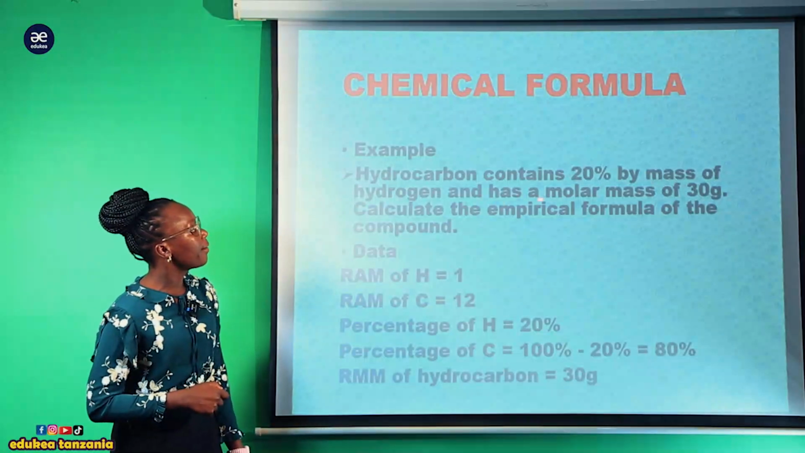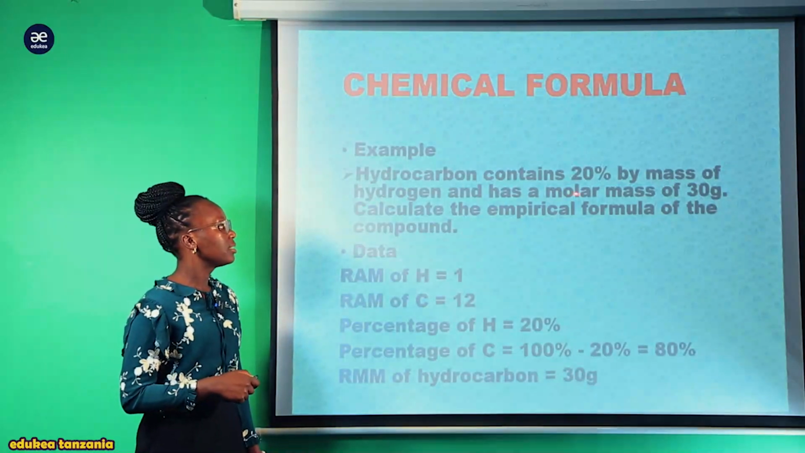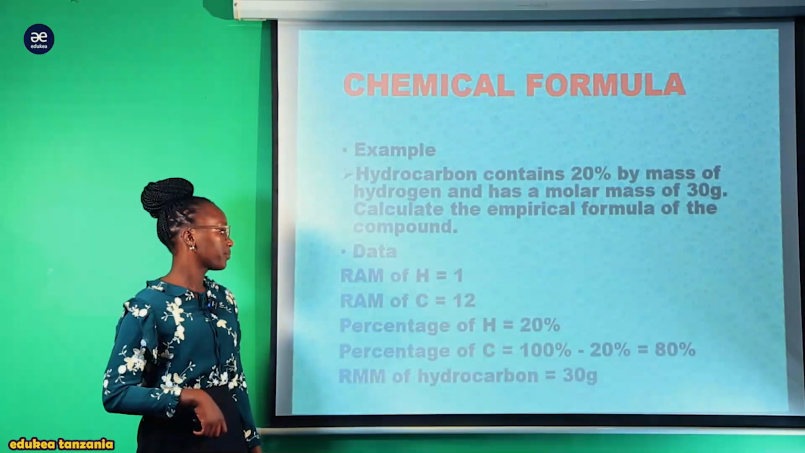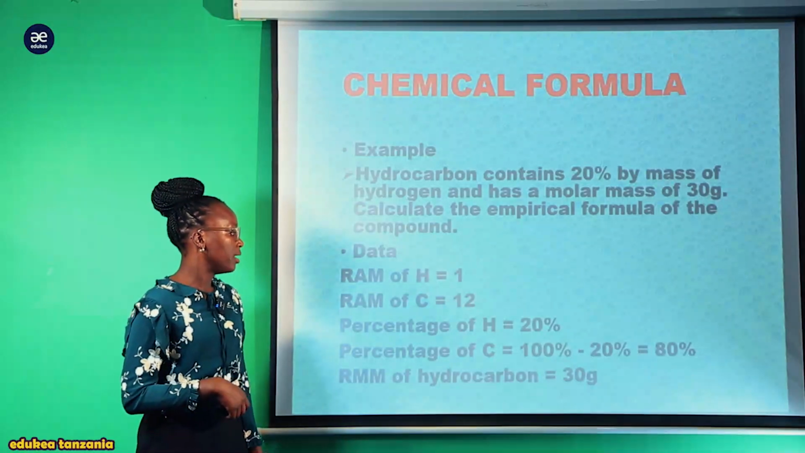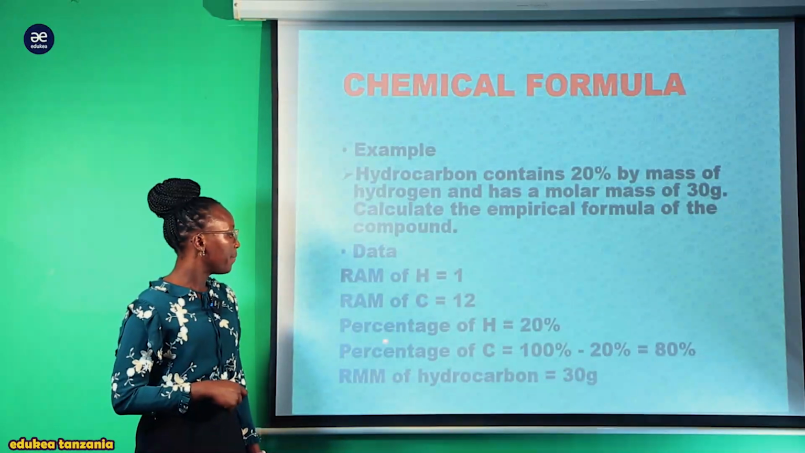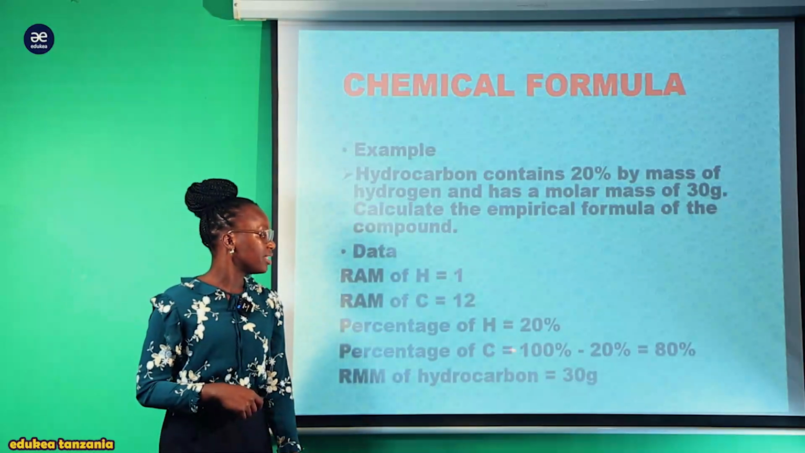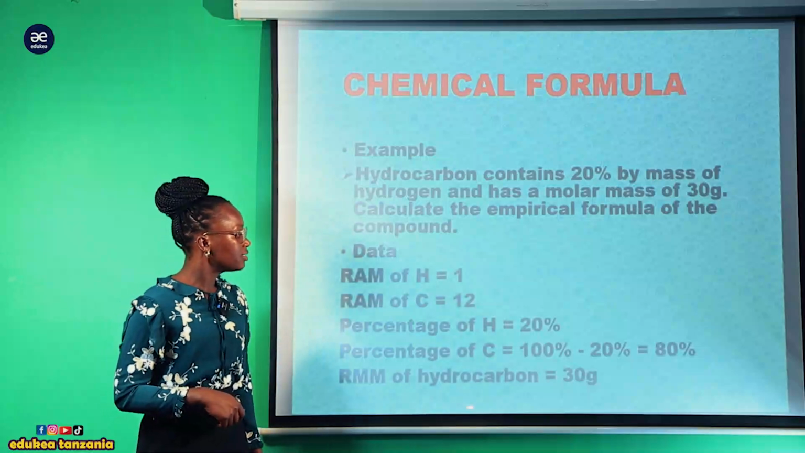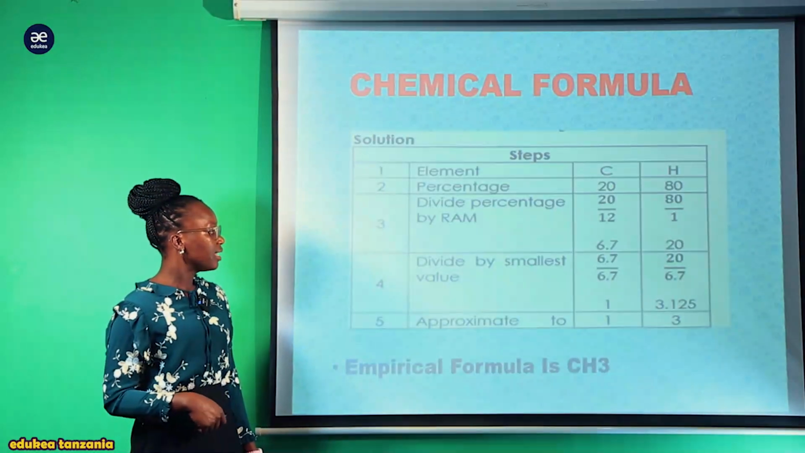You are given a hydrocarbon containing 20% by mass of hydrogen and has a molar mass of 30 gram. Calculate the empirical formula of the compound. Kwamba gram of hydrogen ni 1, gram of carbon ni 12. Lakini percentage of hydrogen ni 20. Now ili kupata percentage ya carbon unachukua 100 toa 20 na inakuja kupata 80. Relative molecular mass of hydrocarbon ni 30. The same things.